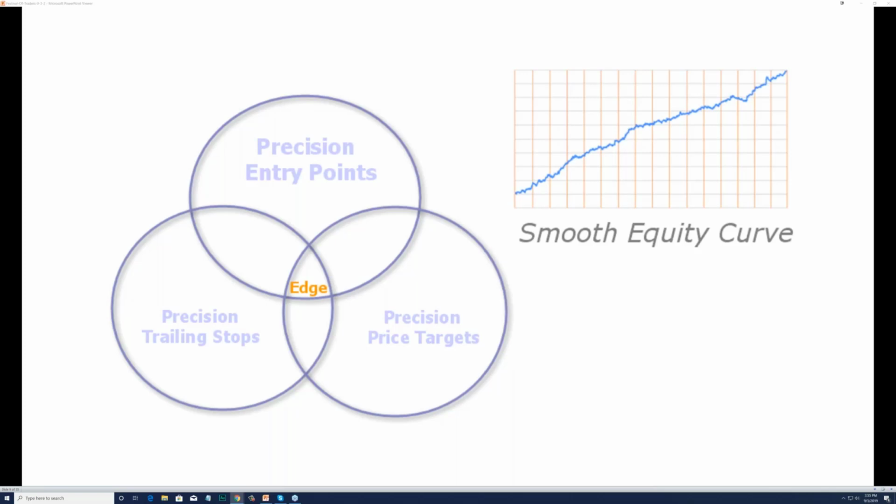So the precision of the trailing stop and the initial stop are key to be able to squeeze out and stay in the market as long as possible in our winning trades. And then another thing is precision targets. And there's two ways we can look at this.